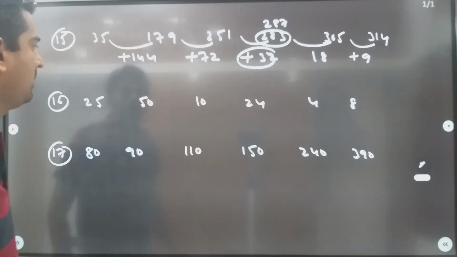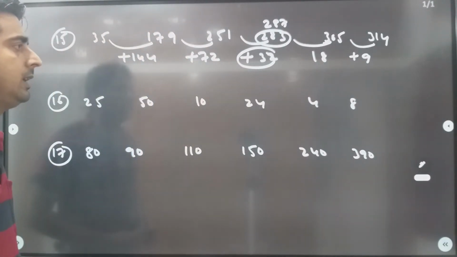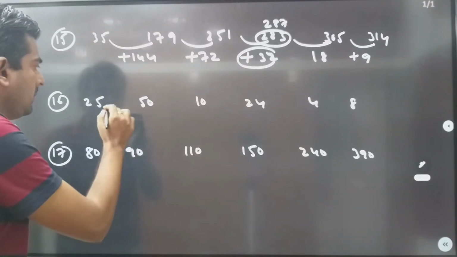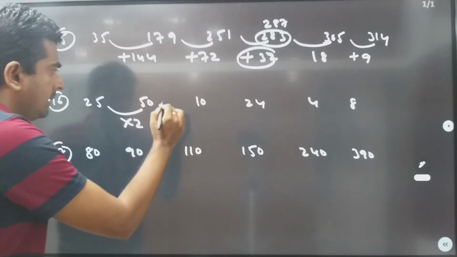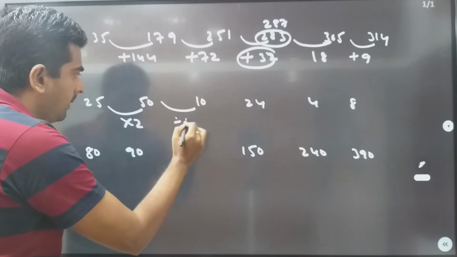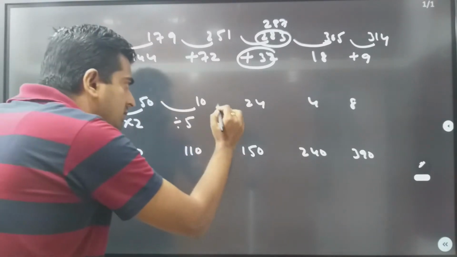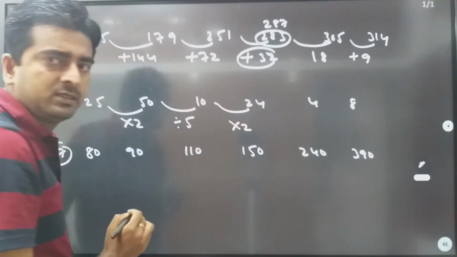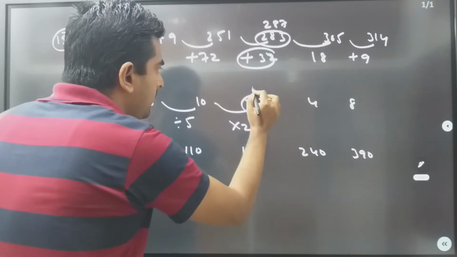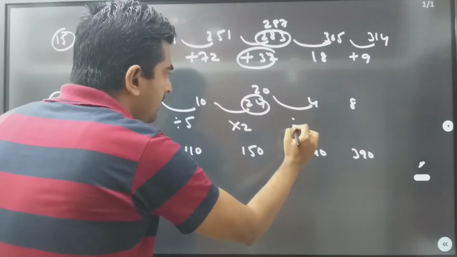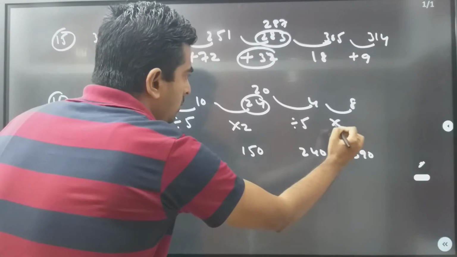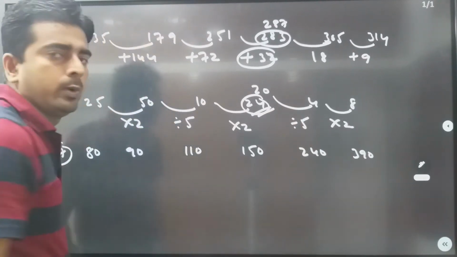Next one. 25, 50, 10, 24, 4, 8. This is ×2. This is divided by 5. So this should be ×2, ×2. What is 10 ×2? 20, not 24. Again check here. Divided by 5. This is ×2. So my wrong number is 24.